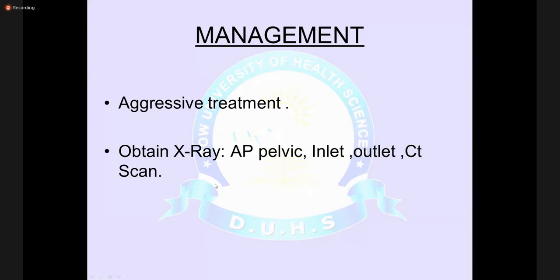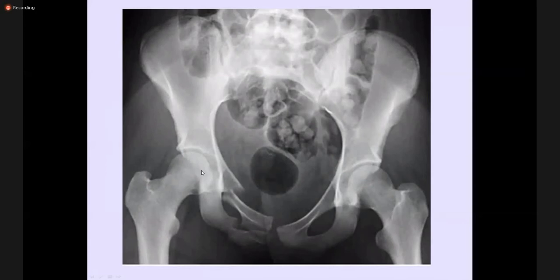The imaging required are the AP pelvic view, inlet and outlet views of the pelvis, and the CT scan. This is an example. This is the AP view of the pelvis, including both hip joints. It is showing an unstable fracture of the pelvis. See, this is the superior ramus. This is the pubic bone, this is the body of the pubic bone. This is the inferior ramus, and this is the superior ramus of the pubis. So it is an unstable fracture of the pelvic brim.